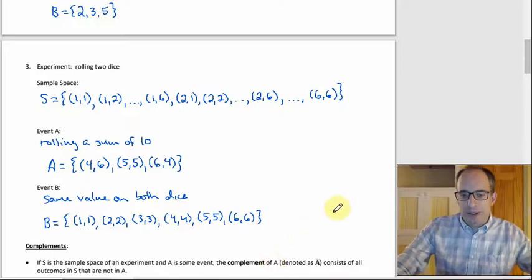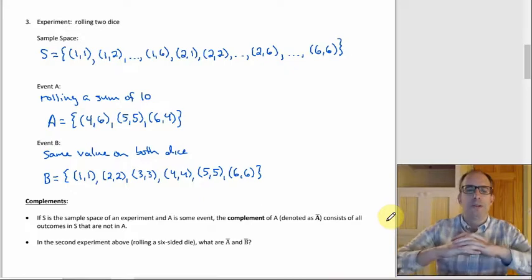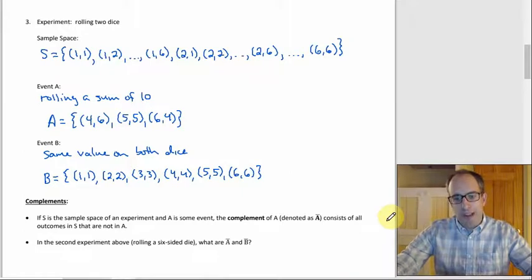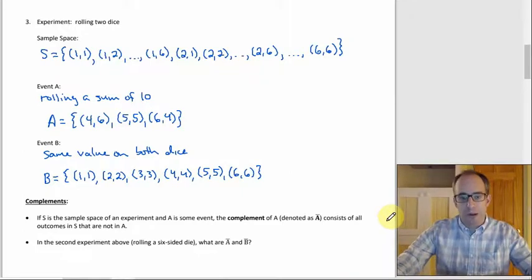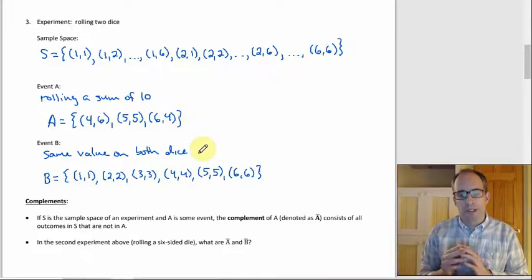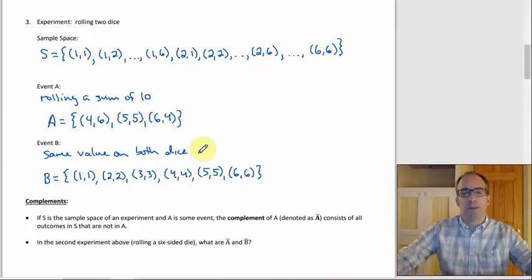All right, then the next thing, here's another definition of what a complement is. So if S is your sample space and A is some event, then the complement of A is everything in the sample space that's not in A, all the other possible outcomes. So for this A right here, just to say it in words, if A is rolling a sum of 10, A complement is rolling a sum that's not 10. So it's everything else. And if B is rolling the same value on both dice, B complement would be rolling different values on the 2 dice. So anything except for getting the same number both times.